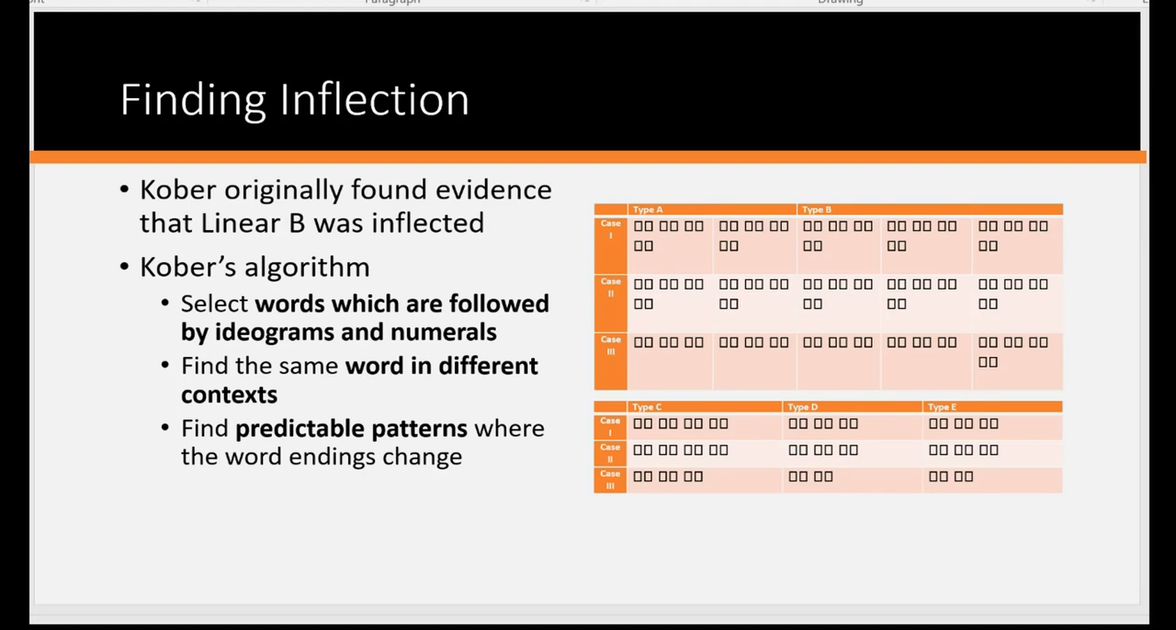These are some Linear B characters. First off, Kober was the one who originally found evidence that Linear B was inflected. Her algorithm was to select words that are followed by ideograms and numerals, as these are most likely nouns. And these are the words that are most likely going to change based on context. And you find the same word in different contexts.